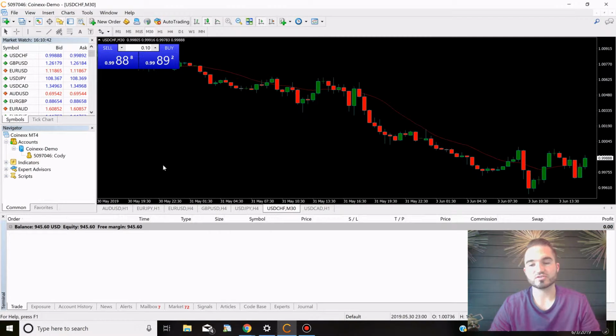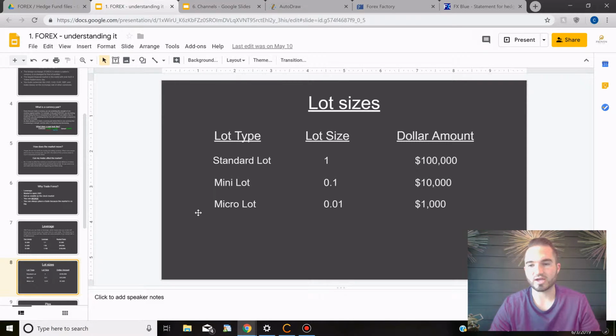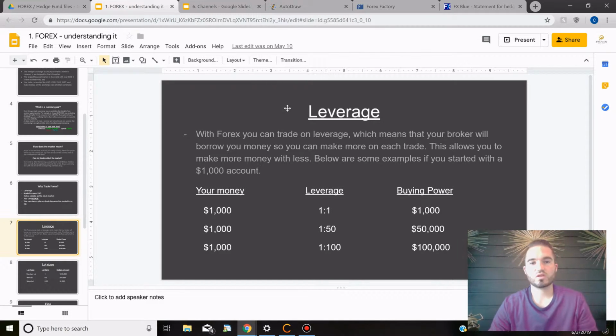You guys all started with $1,000 if you signed up through the link, and it gave you 1 to 100 leverage. So I'm going to show you what that is and what that means in your account. In the first video I showed you guys leverage. Leverage is pretty much that you have more money than you have. So we have $1,000 on 1 to 100 leverage, which technically means we have $100,000 worth of buying power. So on your CoinEx MT4 account, you have $100,000 to buy or to trade with.